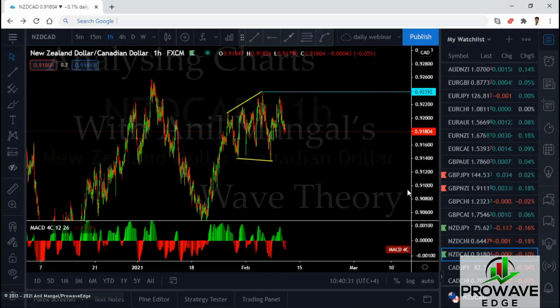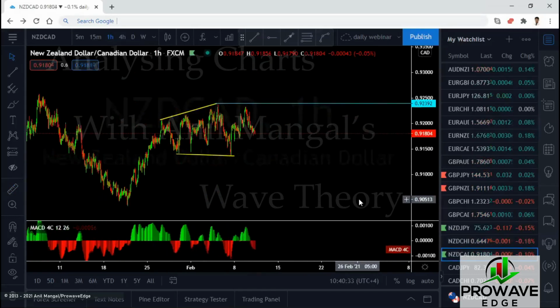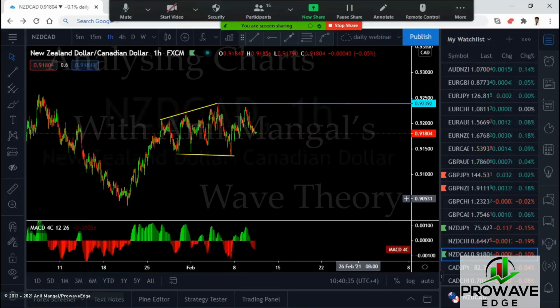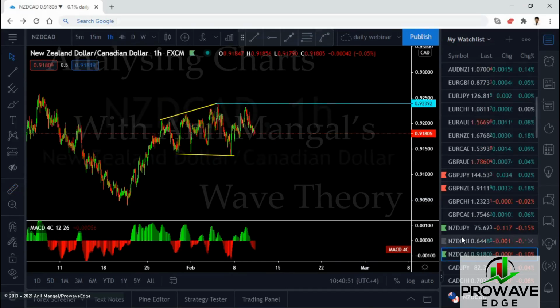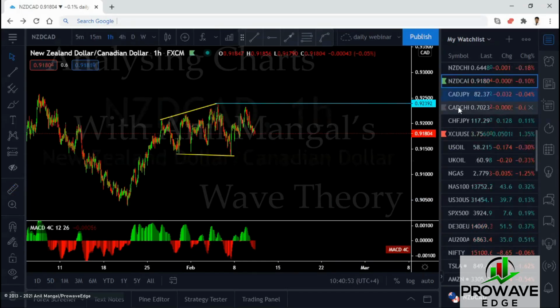New Zealand CAD, same thing. It's coming back, so we'll probably find ourselves in a bigger corrective structure. I can actually see this coming back all the way here. And we might get a much bigger corrective structure forming here. This might be a separate one of its own. Right? If that happens, we're still looking for the upside. No trade setups in this. CAD yen.